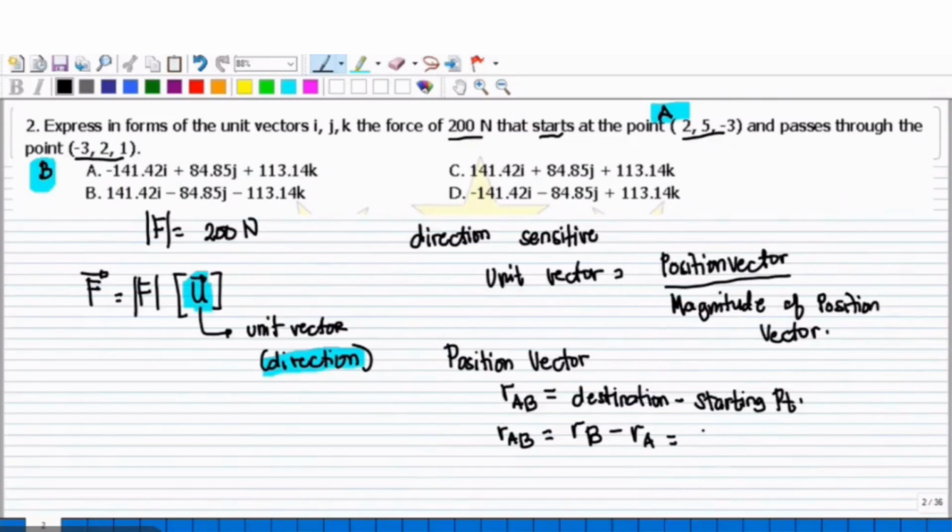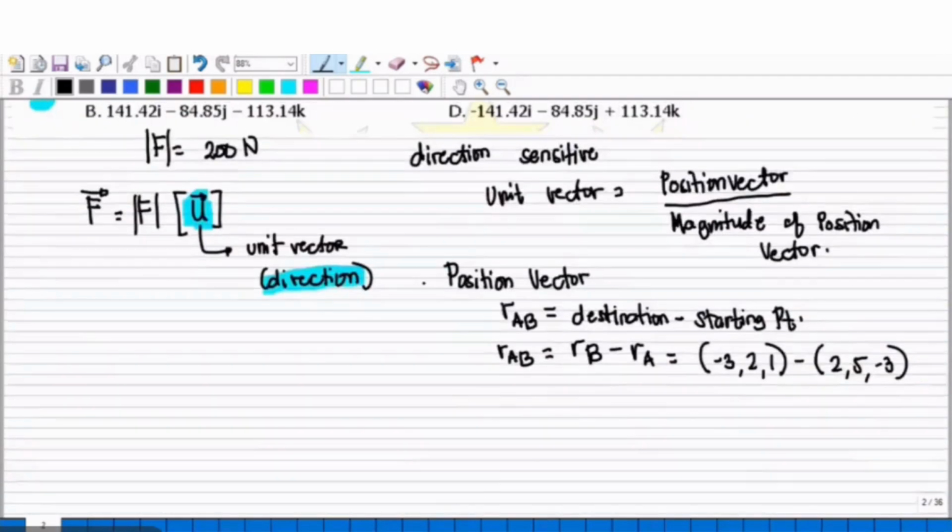So, therefore, this is equal to yung destination or kung saan siya patutungo. So, this is negative 3, 2, 1. Ima-minus natin saan? Sa starting point natin. So, this is 2, 5, then 3. Ayan. Therefore, what is RAB equal now to? Okay, so RAB is equal to, so negative 3 minus 2. Okay, so this is negative 5. Then, 2 minus 5, so this is negative 3. Then, 1 minus 3, this is negative 2.